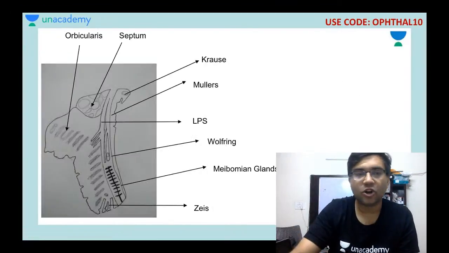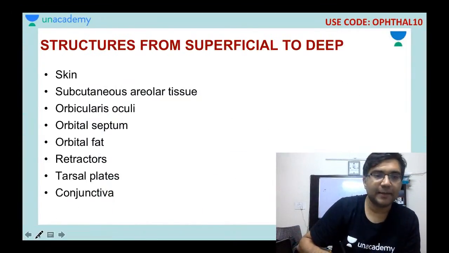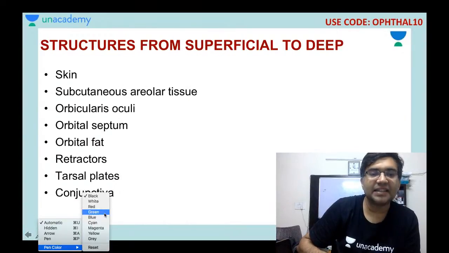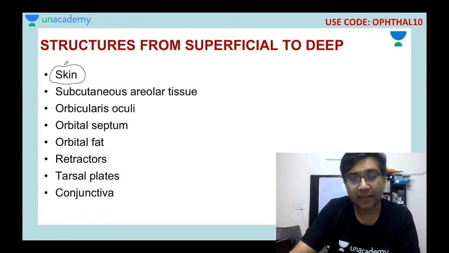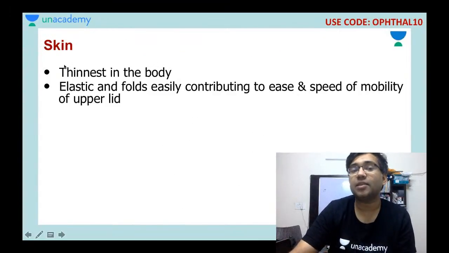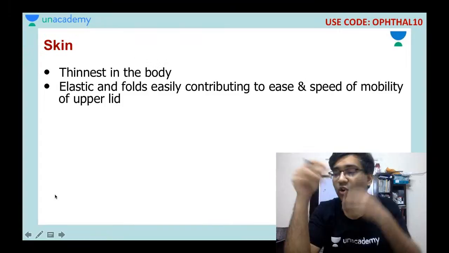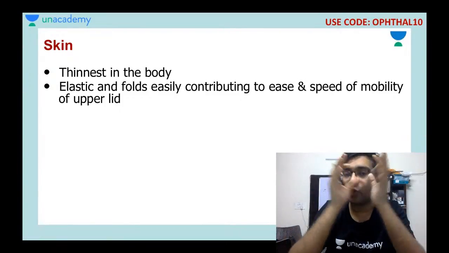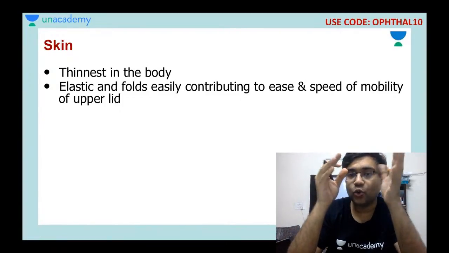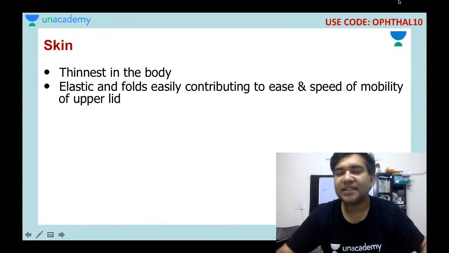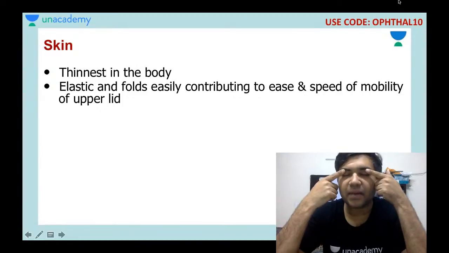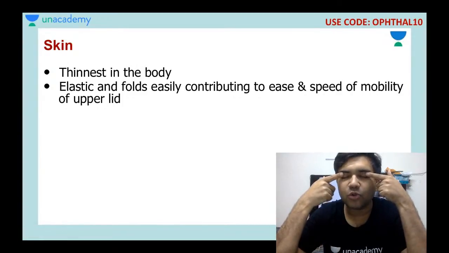The first layer we talked about is the skin. Now remember, this skin is the thinnest type of skin which is there in the body. Because of its thinness, it has folds which lead to ease and speed of mobility. If you just touch your upper eyelid skin, you can see how mobile it is.